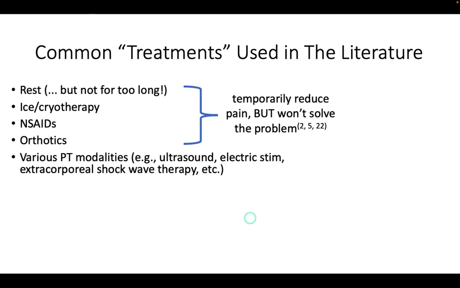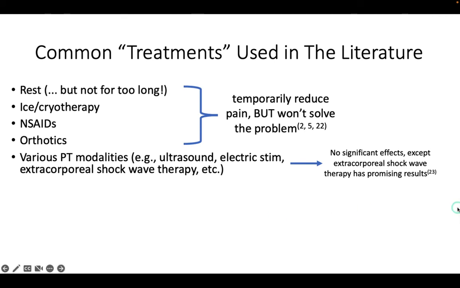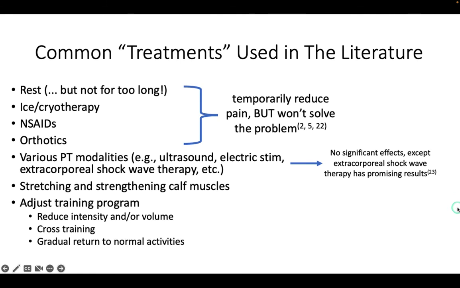Also, just a bunch of various PT modalities: ultrasound, electrical stim, and then this shockwave therapy. So most of them saw no significant effects, but some potential studies showed shockwave maybe having some promising results. Then there's stretching and strengthening the calf muscles. So the idea of basically increasing range of motion, increasing the strength of the calves, right? So we can absorb shock better.